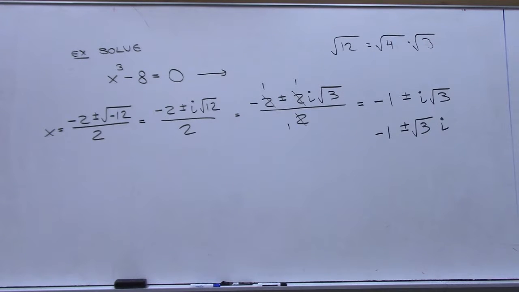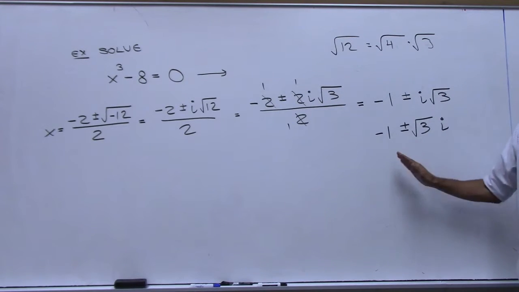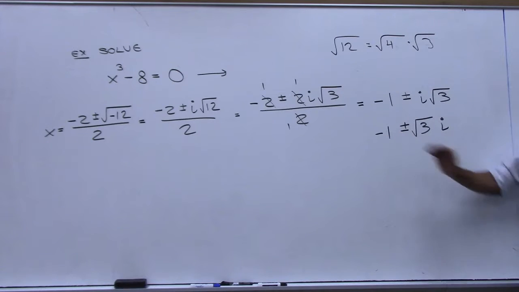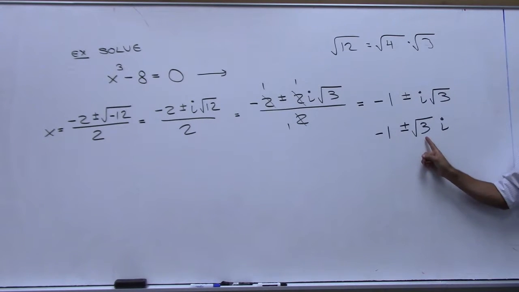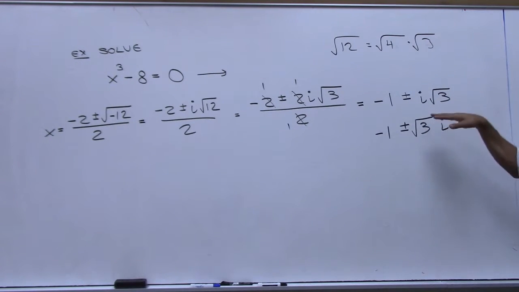Is that all right? Okay, is this a complex number? Is it a real number? No. Okay, if it's a complex number, what's the real part? -1. What's the imaginary part? Square root of 3. Right? Now there's actually two answers here, aren't there?